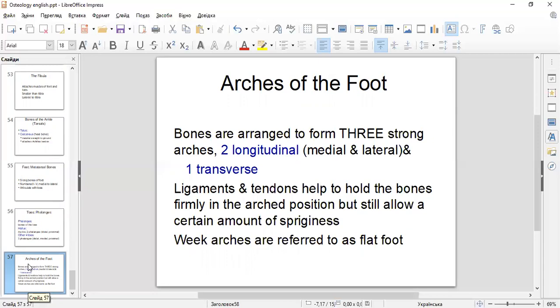Arches of the foot. Bones are arranged to form three strong arches: two longitudinal, medial and lateral, and one transverse. Ligaments and tendons help to hold the bones firmly in the arch position, but still allow a certain amount of springiness. Weak arches are referred to as flat foot.